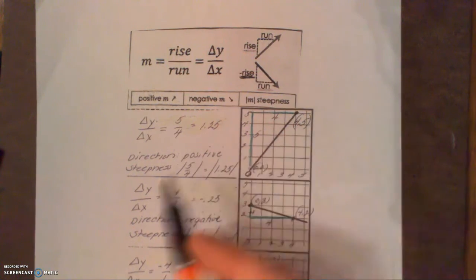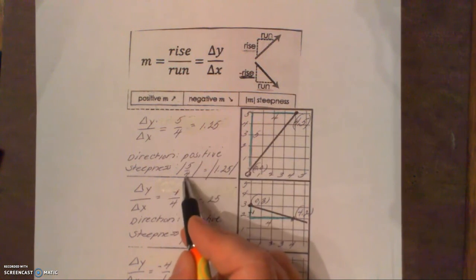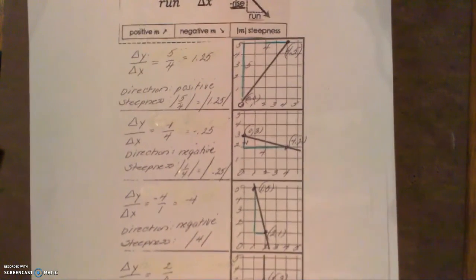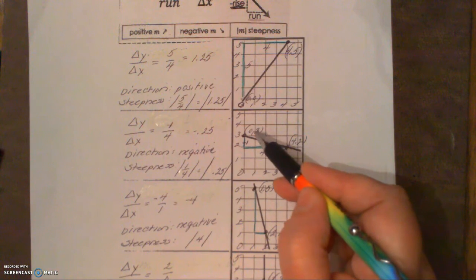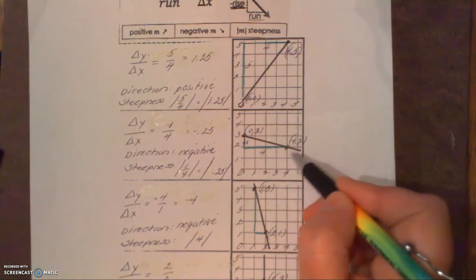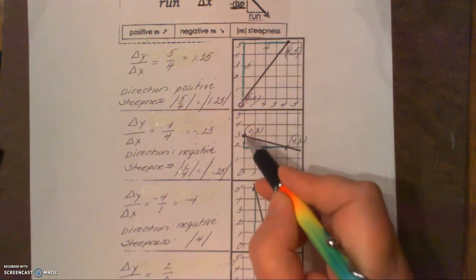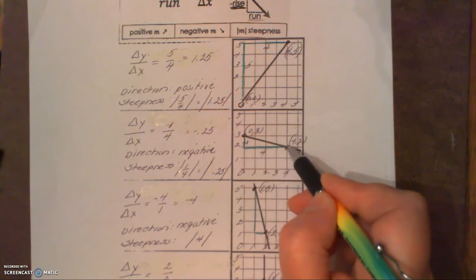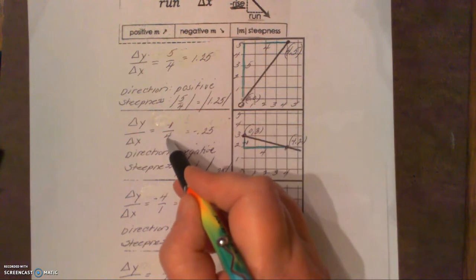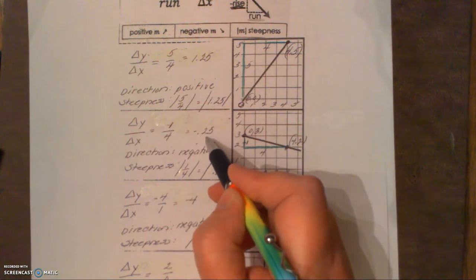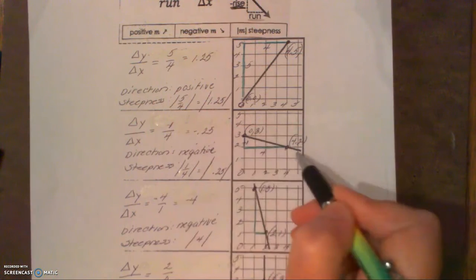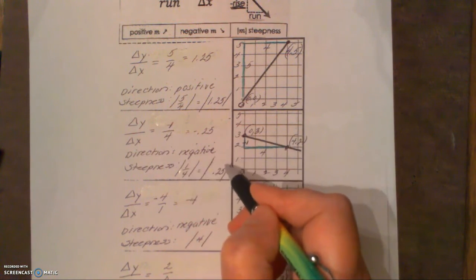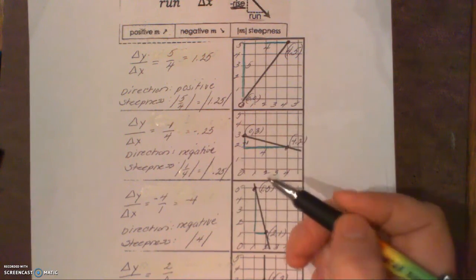The direction is positive, and the steepness was 5 over 4, or 1.25. Okay, the next one, I did 0, 3, and I did 4, 2, and I went down. Change in y was -1, change in x was 4, so it ended up being -1 over 4, which is -0.25, which is a negative slope, and the steepness is 1 over 4, or 0.25, the absolute value.